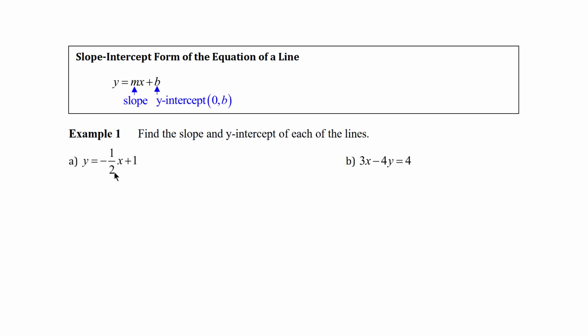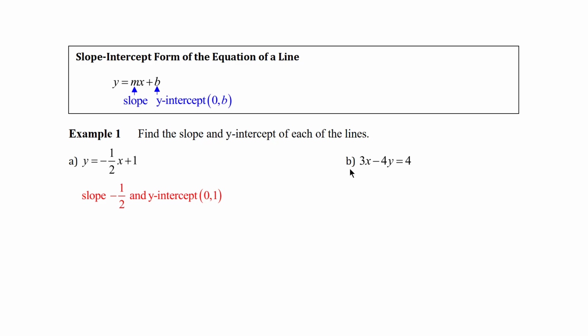Be really careful when you're writing out your value for the slope. Many times students will write this as -1/2 x. But make sure you only write out the numerical value -1/2. The y value of the y-intercept is 1. So the y-intercept is written as (0, 1).